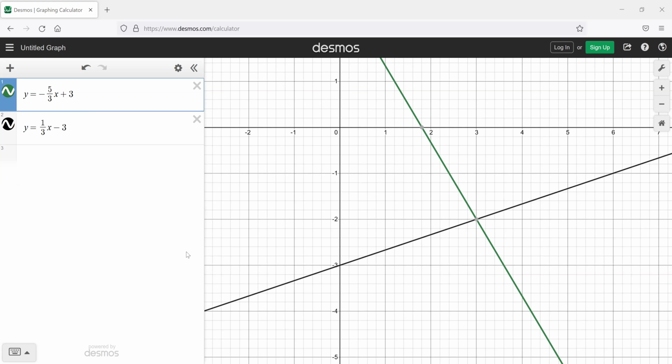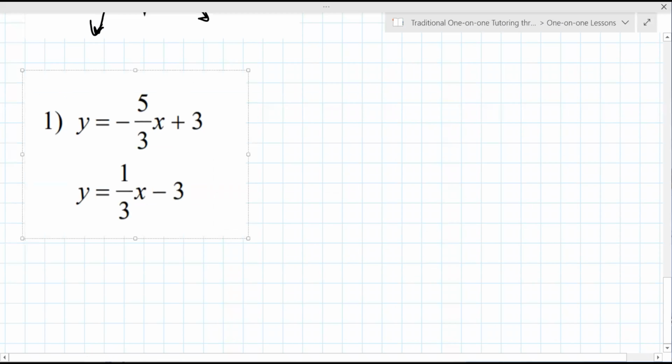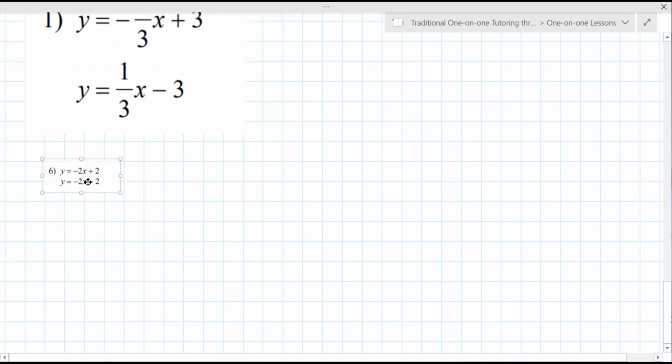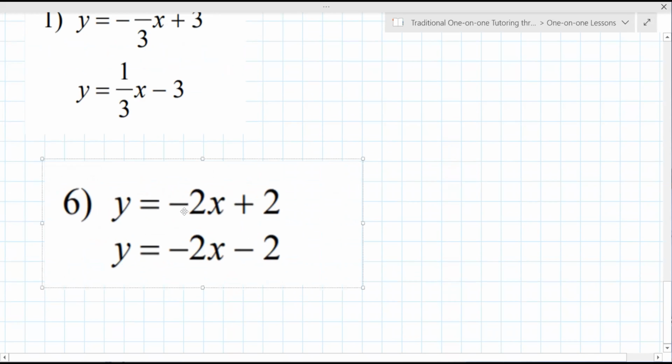Okay, so let me have you graph the following. I'm going to go back to our screen that we've been sharing with all the notes in it. I'm going to ask you to graph something on your own. Let me know if you need that link to Desmos, but I want you to graph 6 here.